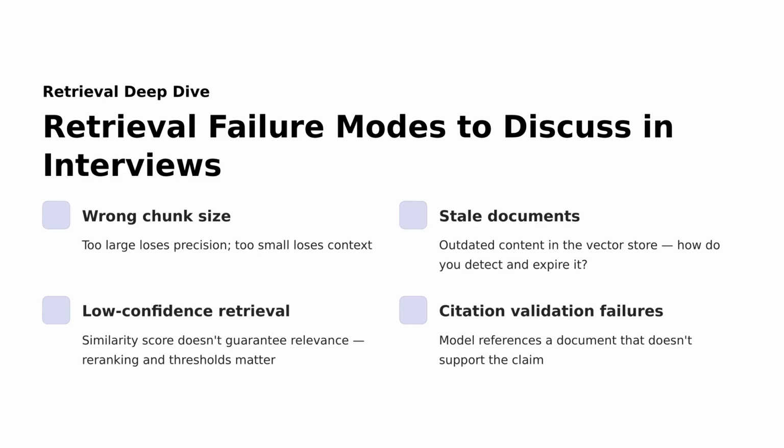Here are a few common retrieval failure modes I'd call out in interviews. First, chunk size. If chunks are too large, you lose precision. Too small, and you lose important context. Second, stale documents, where outdated content stays in the vector store longer than it should. Third, low confidence retrieval, because a high similarity score doesn't always mean true relevance. And finally, citation validation failures, where the cited source doesn't actually support the model's answer.